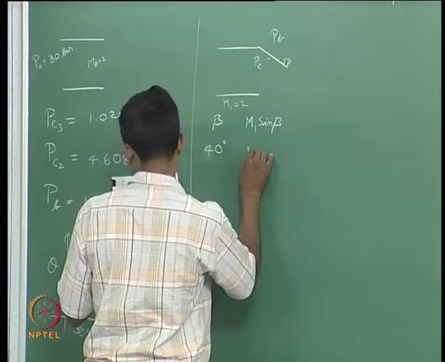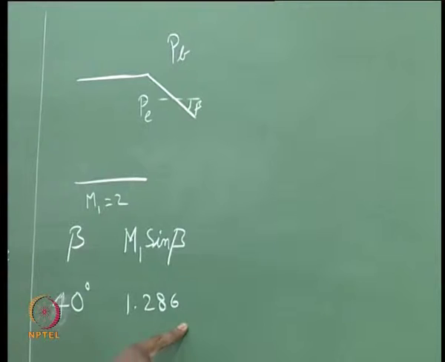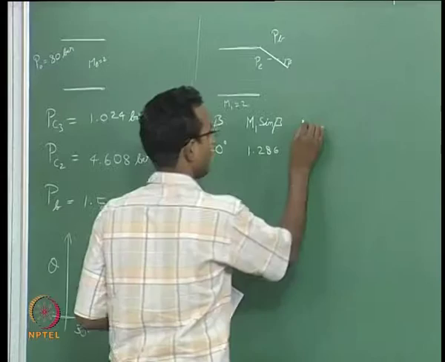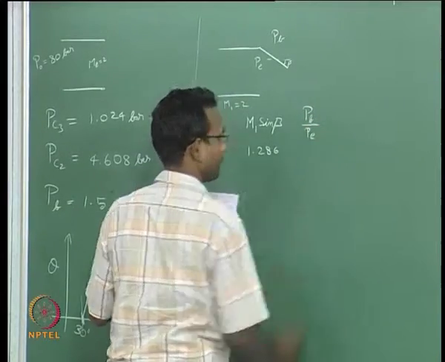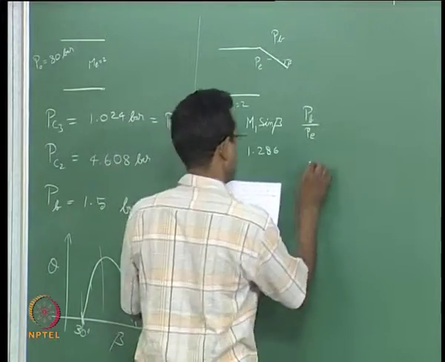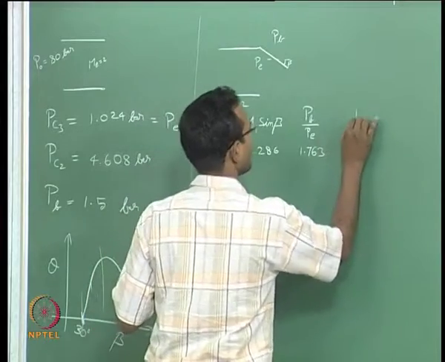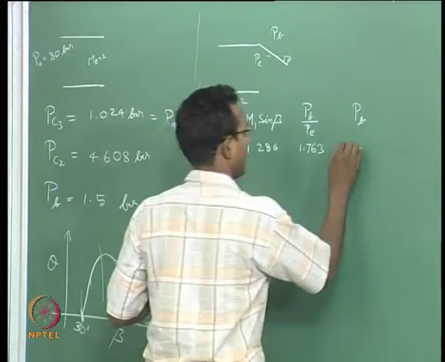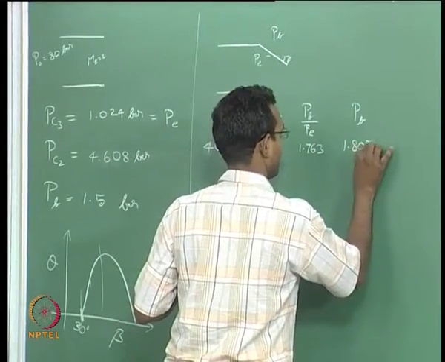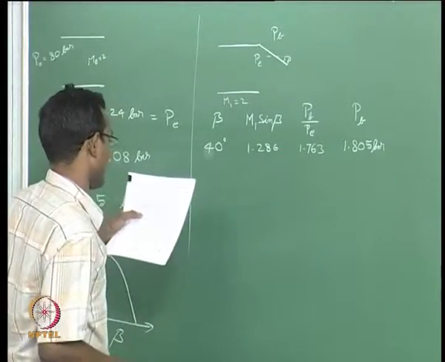So, M1 sin beta happens to be 1.286. I will take this number as my Mach number and go and look at normal shock tables. I will find that P2 by P1, or I will call it PB by P exit here, happens to be 1.763. So, now I multiply by P exit and I will get PB, that number is 1.805. Of course, it is in bar. Okay. So, that is the number I am going to get there.